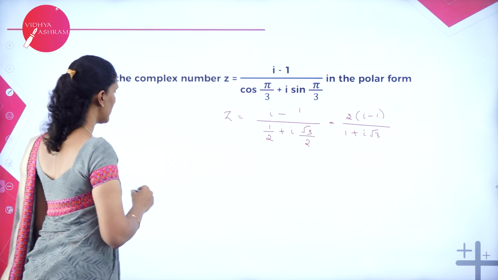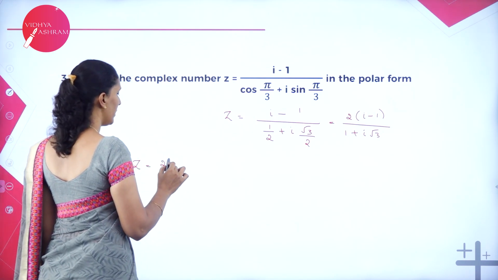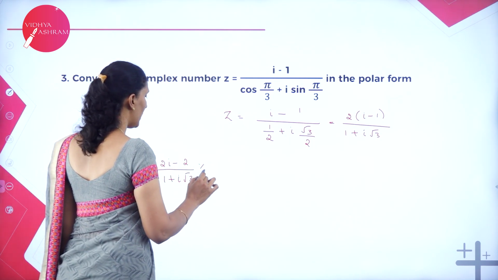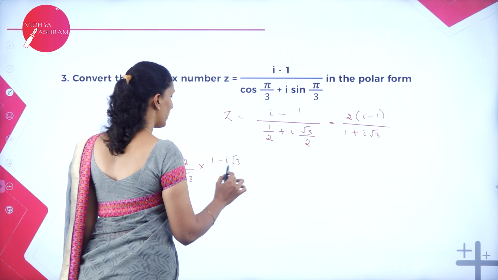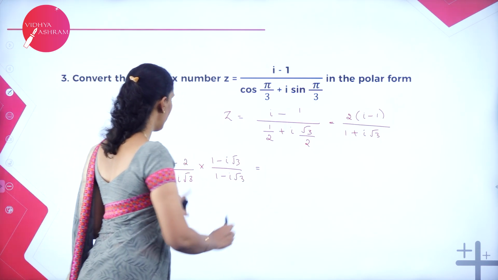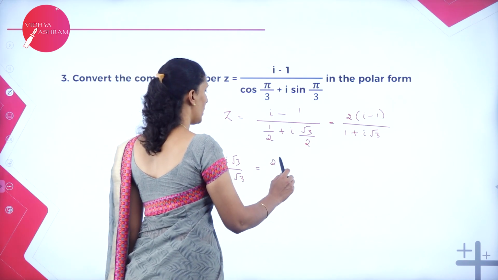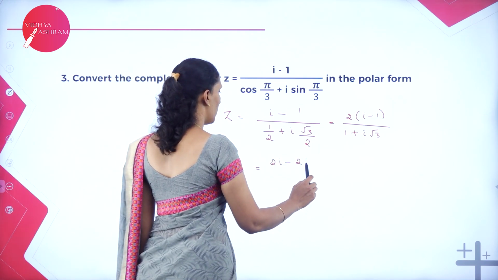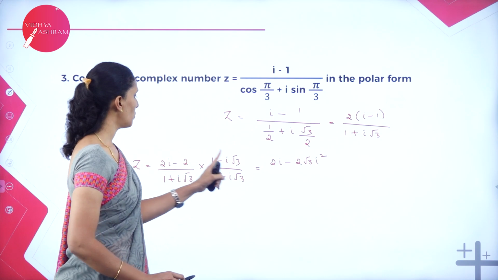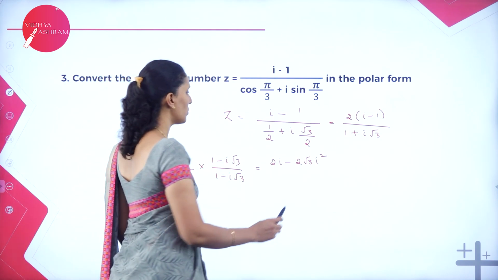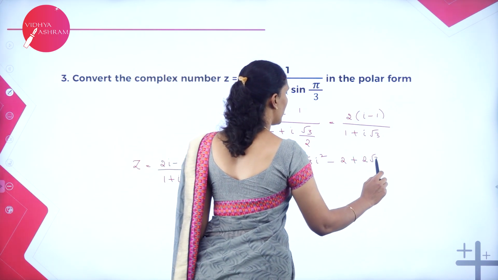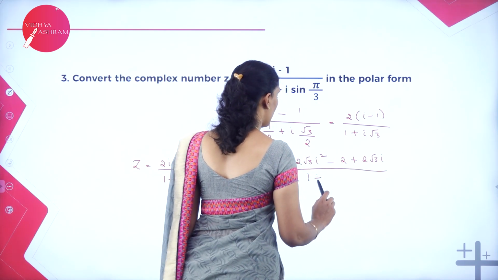So this can be written as z is equal to (2i minus 2) whole divided by (1 plus i root 3). So multiply with the conjugate, (1 minus i root 3) by (1 minus i root 3). So here let us multiply now. So we have 2i multiplied with this, we'll get 2i minus 2 root 3 i square. So 2i times minus i root 3 becomes minus 2 root 3 i square. Next we are multiplying minus 2. So minus 2. Next we have minus into minus, plus 2 root 3 i, whole divided by 1 plus 3.